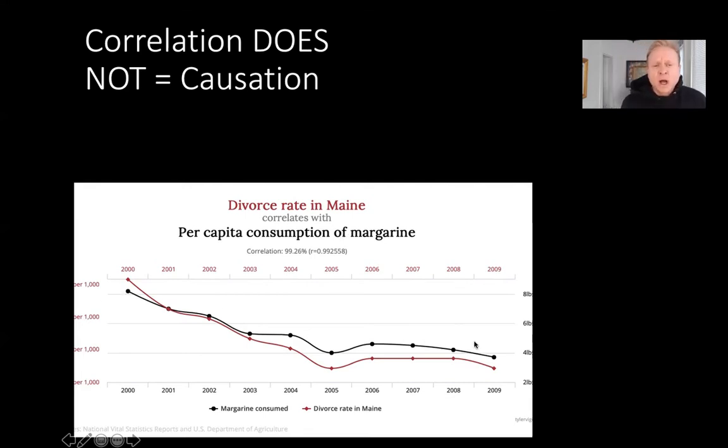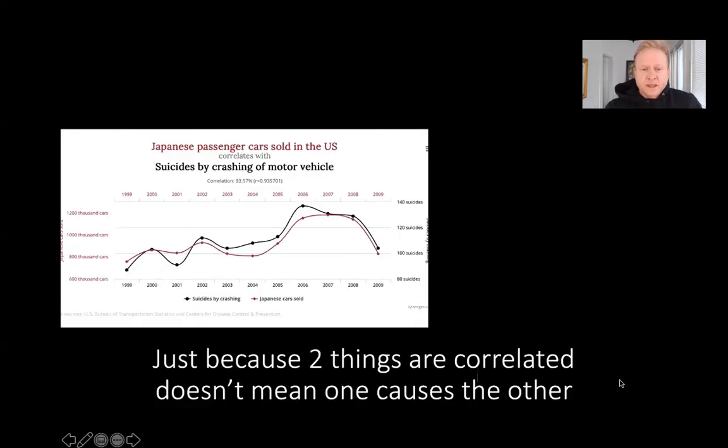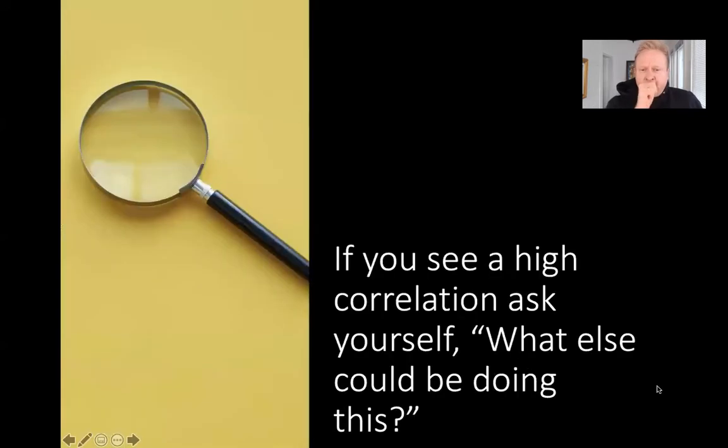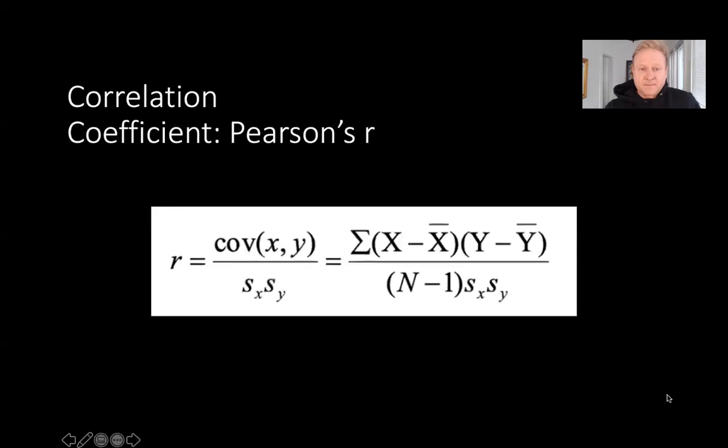Now, we pretty much know that there might be a correlation between consumption of margarine and the divorce rate in Maine, but one's not causing the other. This is actually what might very well be a coincidence. So we want to be careful to say something could be correlated, but we don't want to go so far as to say that one is causing the other. So again, just because two things are correlated doesn't mean that one is causing the other. But if you do see a high correlation, you could ask yourself, what else could be doing this? And there's lots of variables in the world, so there's lots of other things that could be happening.